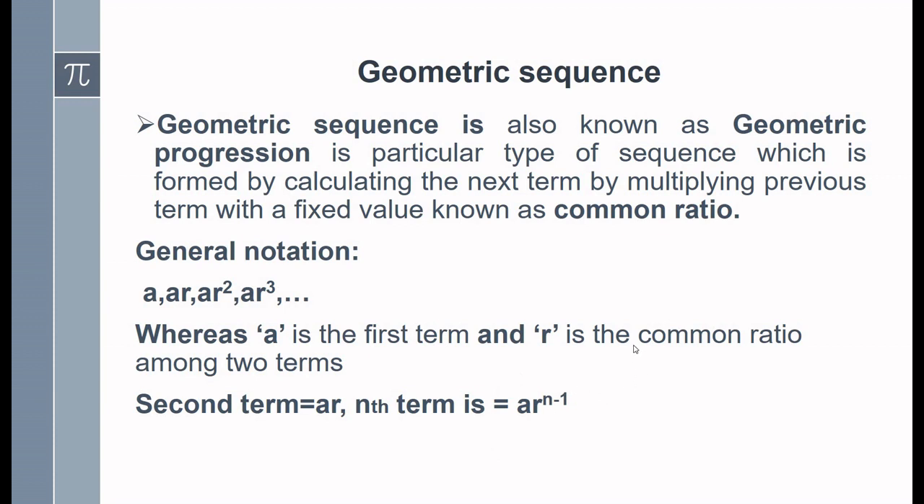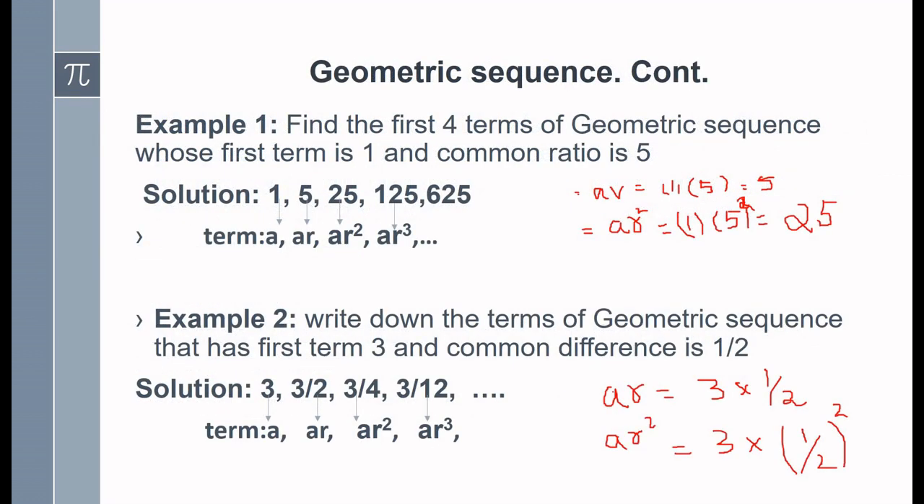Let's see some examples to understand the concept. Example number 1: find the terms of the geometric sequence whose first term is 1 and the common ratio is 5. Using the previous equation, we can easily find the second, third, fourth and up to the fifth term of the geometric sequence. So how will we do that? We'll use the equation ar, ar square, ar cube and so on. We'll put the values of a, which is 1 in this case, and r, the common ratio, which is 5, and we got 5, which is the second term in the sequence.